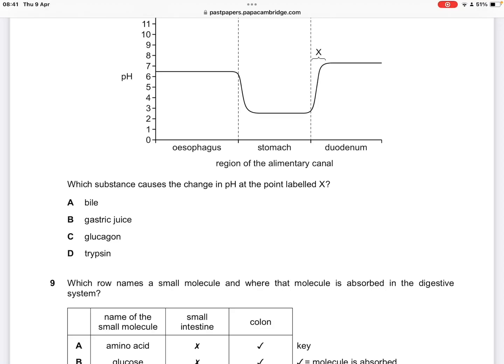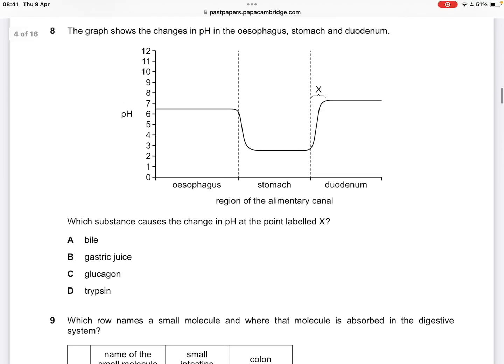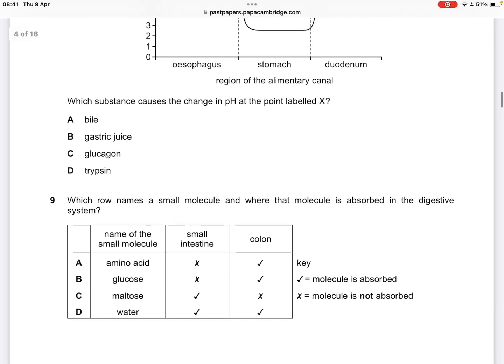Glucagon is a hormone that brings your blood sugar level back up again when it gets too low, so that's got nothing to do with this. And trypsin is an enzyme that digests protein in the duodenum, so it doesn't change the pH as such. So we're looking for bile, so 8 is A for alpha.